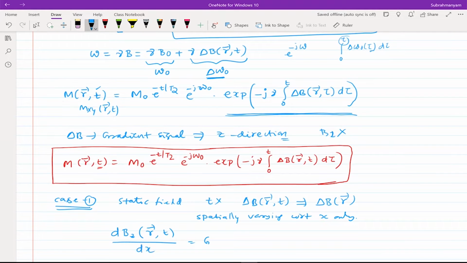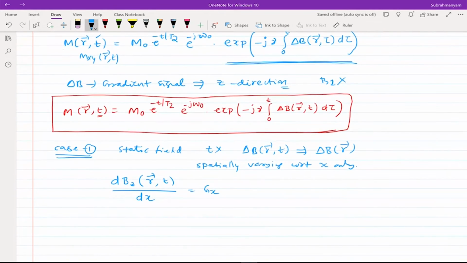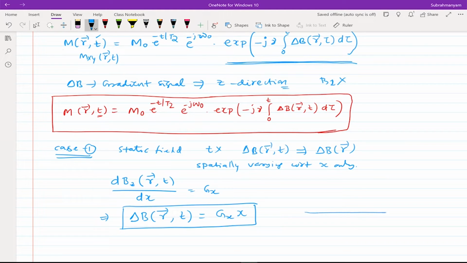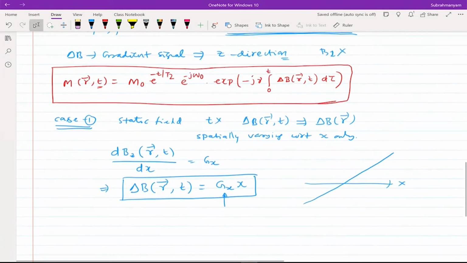So I could write db by dx equal to gx. In other words, I could write my function delta b of r bar comma t is equal to gx times x. This is the function I'm considering for this particular case, where for a given yz plane, this is constant. For a given x value, with x it is varying linearly. Suppose this is my x here. So this field is varying linearly and that slope is given by this gradient field, which you would have under your control.